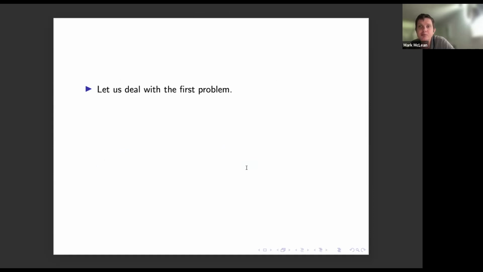So let's deal with the first problem. The idea is to use the work of Ross and Thomas. What Ross and Thomas do is, if you have an ample line bundle and a basis of sections that satisfies appropriate properties, then you can embed your variety into CP^N. And they do the same thing, but for orbifolds.